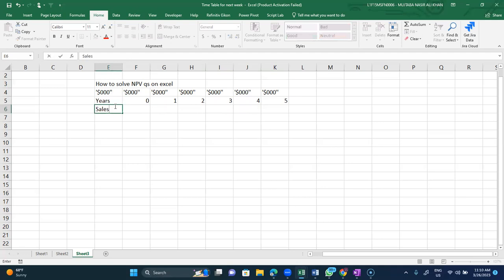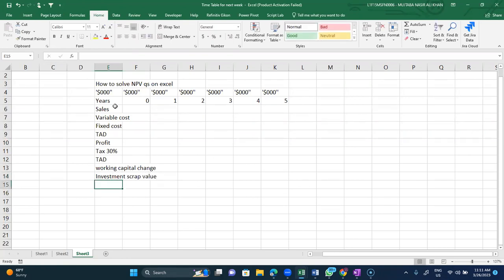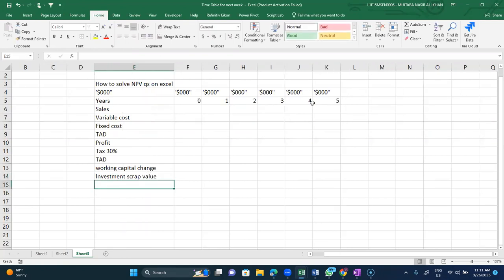Normally, we record the sales or revenue first, then variable cost, then relevant fixed cost, then tax allowable depreciation, and then by taking the difference of all these, we record the operating profit. Then we apply the tax here, for example 30%. Then we add back the depreciation, then working capital change, investment, scrap value. This is a very basic proforma.